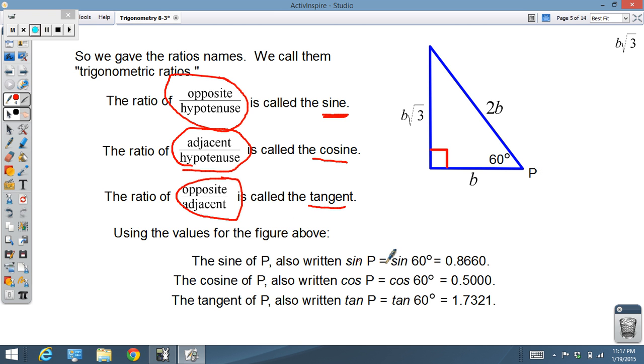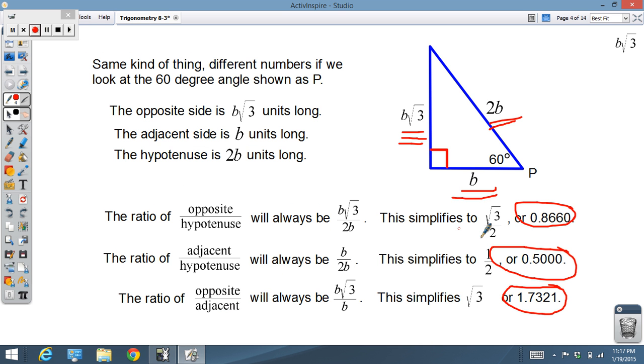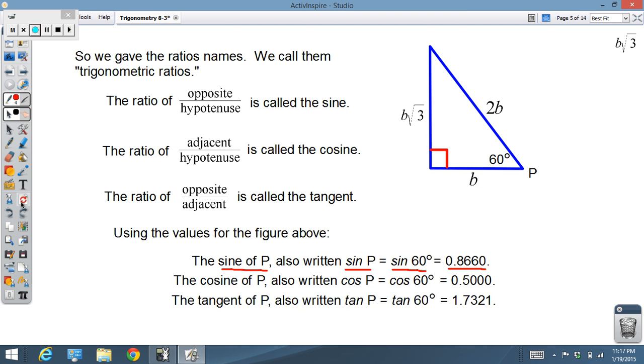So looking back at the numbers from the last slide, we can write these things this way. We can call it the sine of p, or we can write it the sine of 60 degrees. That number always came out to be 0.8660. Again, going back a slide, there's our 0.8660 for opposite over hypotenuse. Got it? The cosine can be written like that, cosine of 60, and the cosine of 60 is always going to be 0.5000.